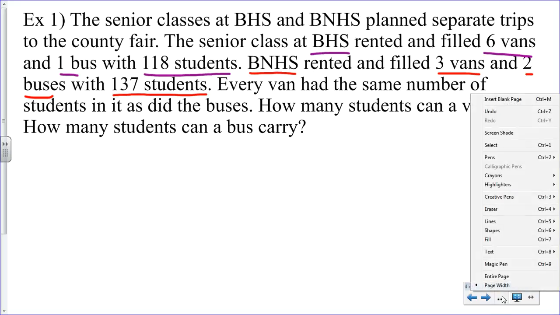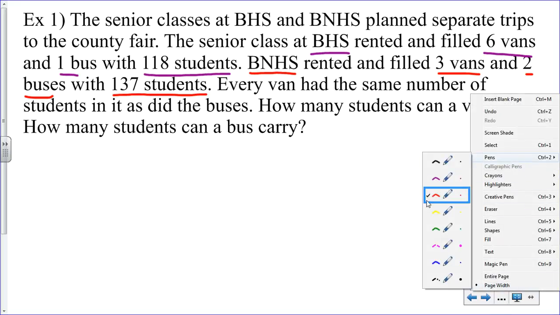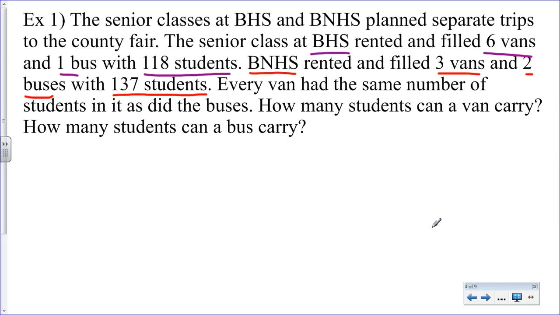Common mistake here is once students underline important information, they go to define their variables and they look at BHS and North, and that's what they want to use for the variables. The variables actually come from these 2 questions at the end of the problem. How many students can a van carry? Okay, and how many students can a bus carry? Those are the 2 things we're trying to find, so those are going to be our variables.